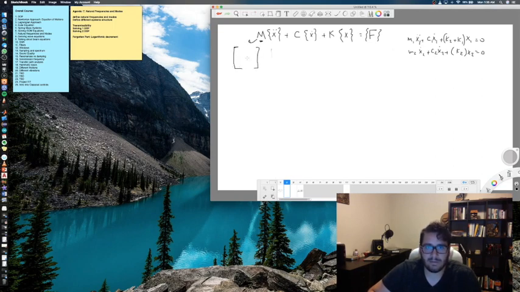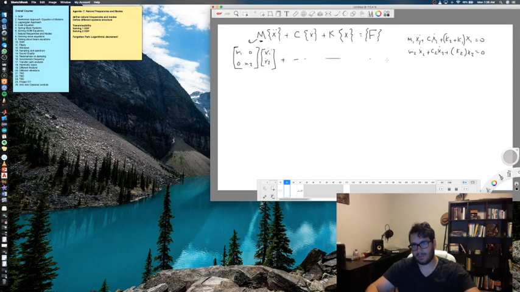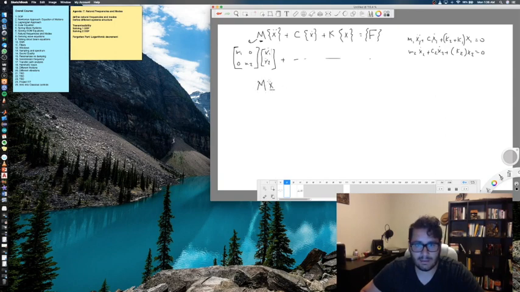So it's going to be degrees of freedom by degrees of freedom, where I would come here and I have my x1 double dot and x2 double dot, and I would say, okay, so I have m1 and I have 0, and here I have 0 and m2, and I would do the same for the other terms. Okay, so a generalized statement for me to write this is to write m x double dot plus c x dot plus k x equal to f.